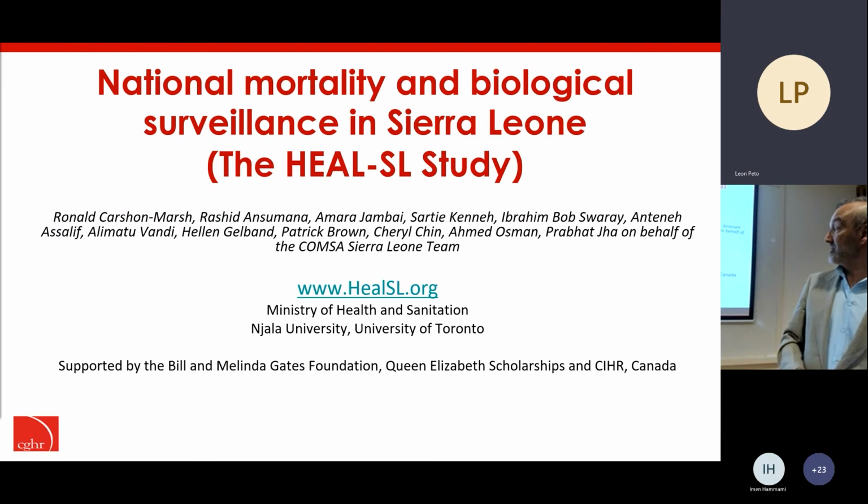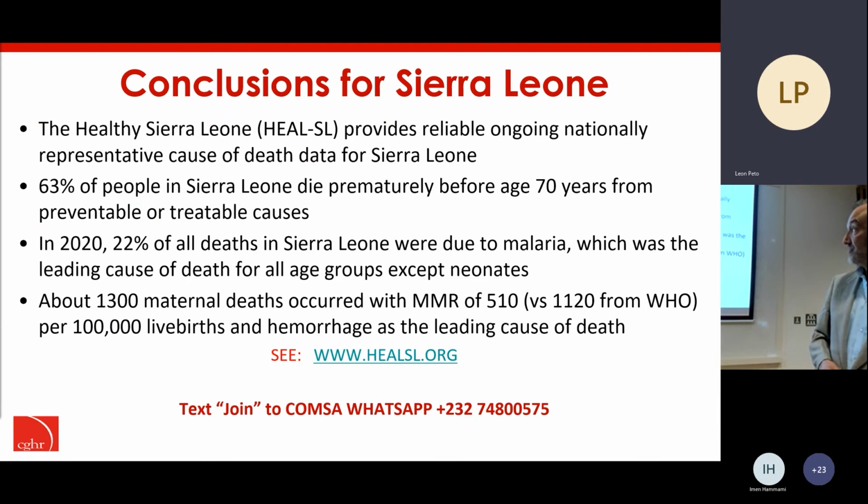So this application has now gone to Sierra Leone in partnership with Rashid Atsimana and Ronald Marsh and others. And to tell you some of the conclusions from this work, and this is just round one of the work, it provides a stable platform for getting good cause of death data. I think we've shown that in a pretty definitive way. We knew from the UN population estimates that Sierra Leone has very high death rates. 63% of Sierra Leoneans die before age 70. And we demonstrate here that mostly that's from preventable or treatable causes. And the big finding is that malaria was the leading cause of death in every age group except neonates.